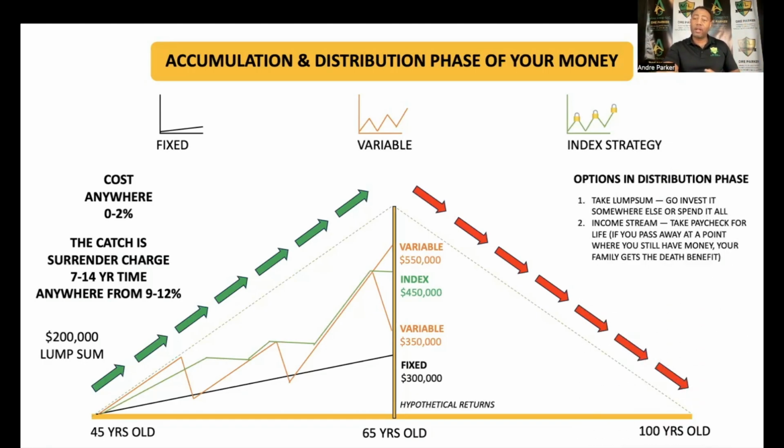Then you have another option where you can take that withdrawal benefit rider. Some companies have a zero charge for that rider. Some companies charge for that rider. But it's an income stream. You take the paycheck for the rest of your life, which is really beautiful. A personal private pension plan for the rest of your life. And if you pass away at the point where you still have money, well, guess what? Your family gets the death benefit. How cool is that, right? Because you want to pass on that money. You don't want to pass on that money to somebody else or the insurance company or the company that you used to work for. You don't want to do that.